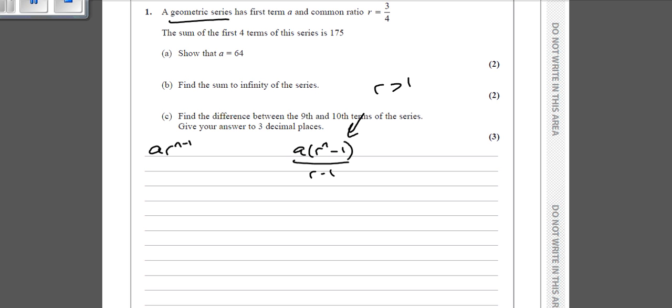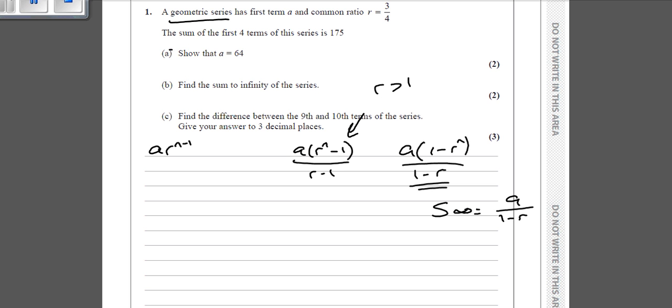And then if r is less than 1, we use a(1 - r^n)/(1 - r). Because that way, if r is less than 1, this will still be a positive number. I mean, it doesn't make any difference, but these are things that we're going to use. So here, we've also got the sum to infinity. Now, the sum to infinity is if you kept going, your answer will get closer and closer to this. It's a/(1 - r). So all these things are things that you need to know for this topic.